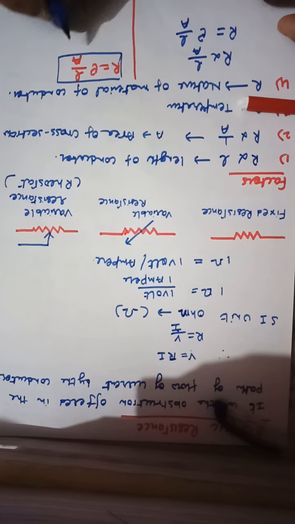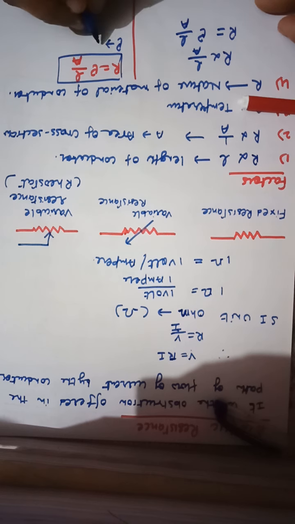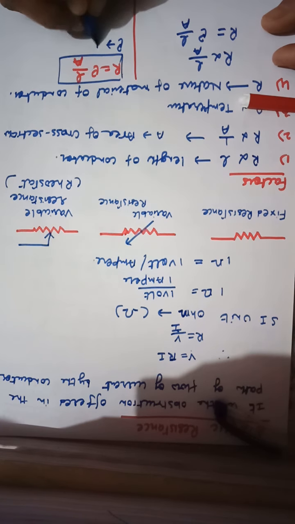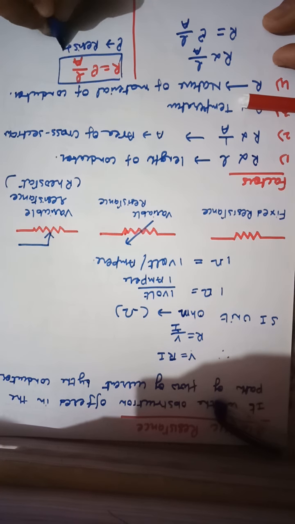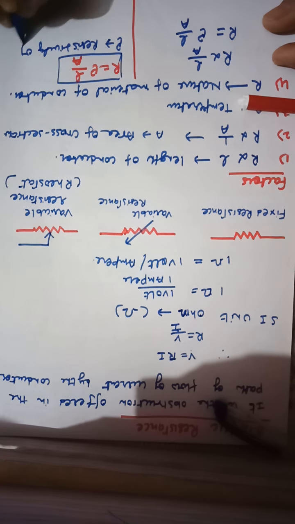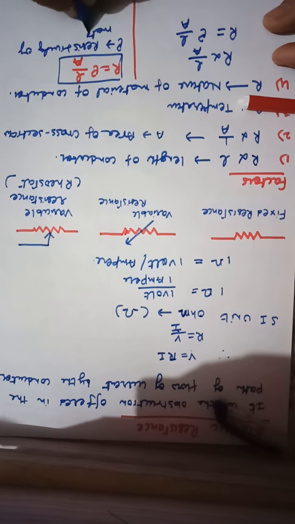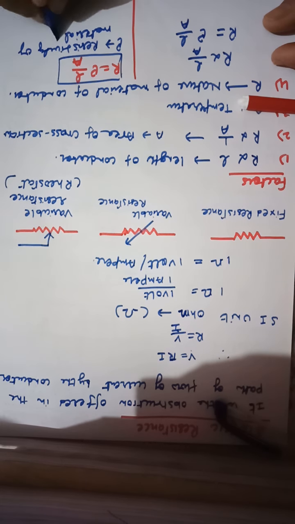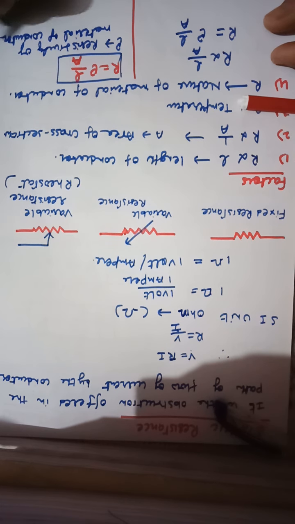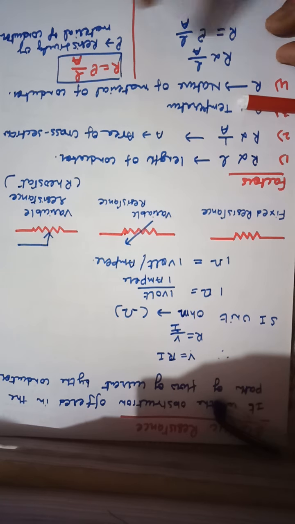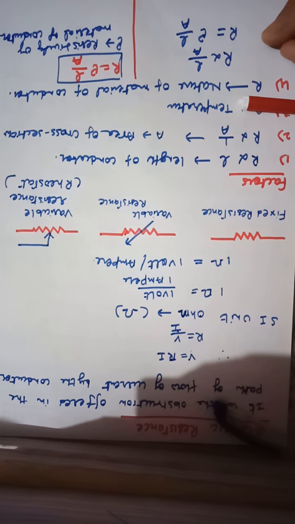Okay. Now what is rho? Rho is a constant for the material and is called the resistivity of the material of the conductor. Okay. So this is called the resistivity of the material of the conductor. So this is another formula we have got from this condition.